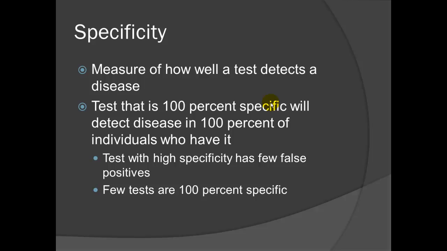Specificity. Specificity measures how well a test detects a disease. A test that is 100% specific will detect disease in 100% of the individuals who have it. Tests with a high specificity have few false positives. Few tests are 100% specific. So we have varying levels among the actual lab tests that we do. Nearly none of them are 100% specific. That, coupled with the clinical presentation, is how we derive or come up with a clinical answer.